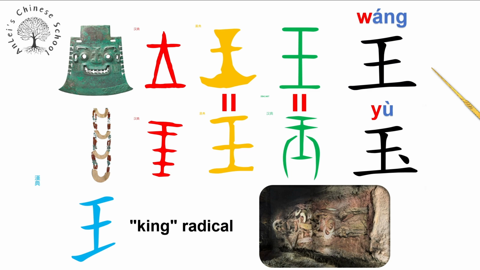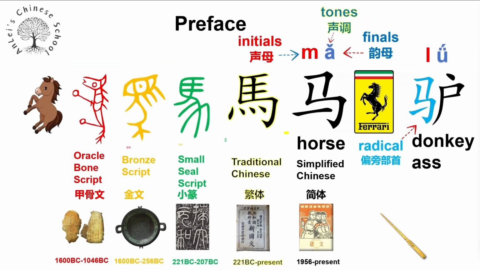Hi everyone, I'm Anlei. Today we will learn the characters Wang and Yu, and I will tell you something about Chinese jade culture. I use different colors to symbolize the different characters, so you can better understand the evolution of Chinese characters.